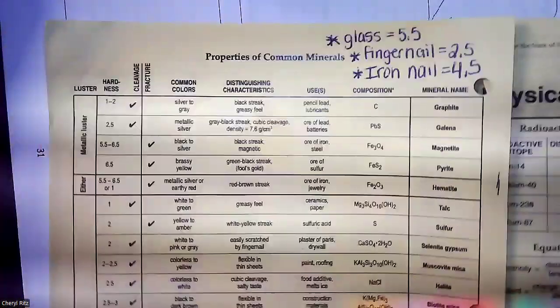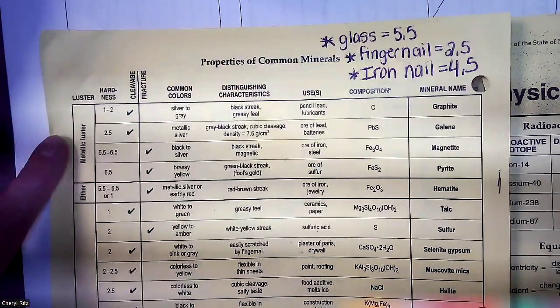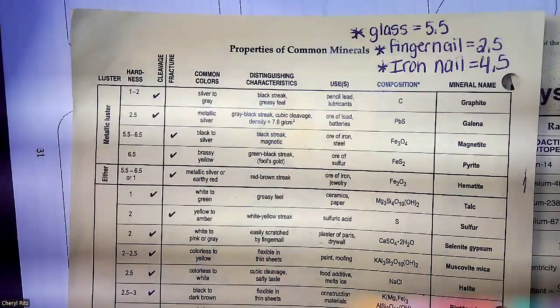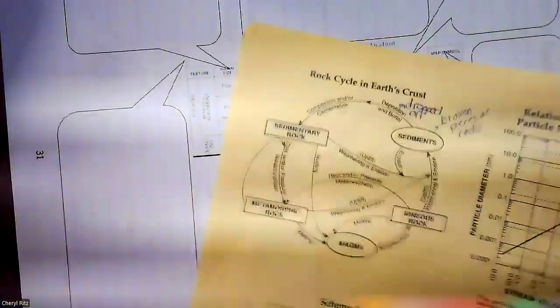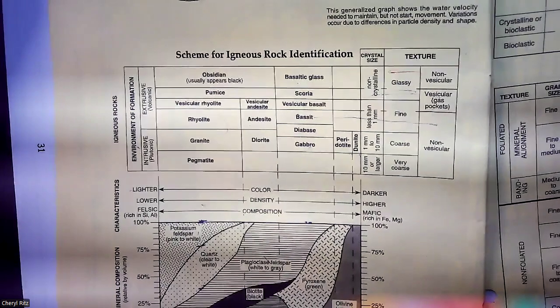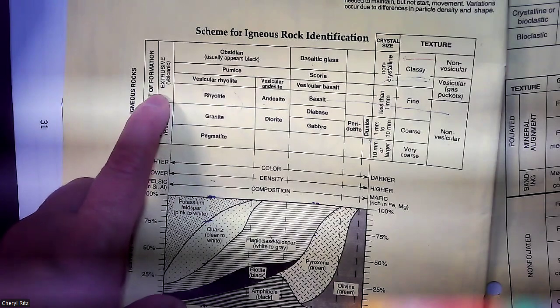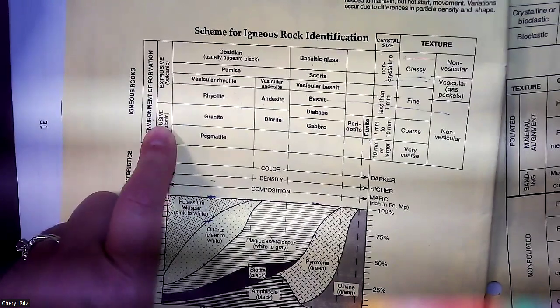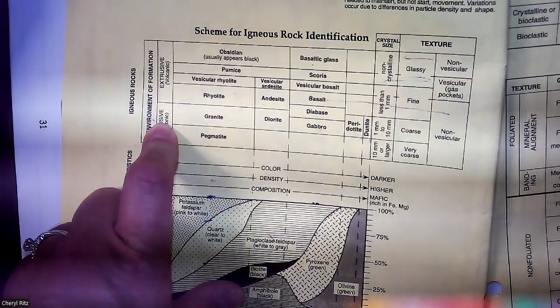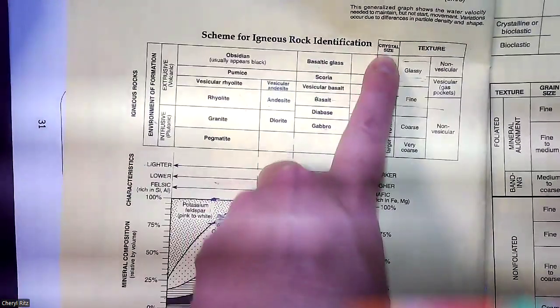What was the first thing we looked at for minerals, according to the reference table? Luster. The first question we asked about a mineral is what luster it has: metallic or non-metallic? What was the first thing we looked at with igneous rocks? Environment of formation. And to go with that, how did you know if it was extrusive or intrusive? But how did you know by looking at a rock? By the crystal size.